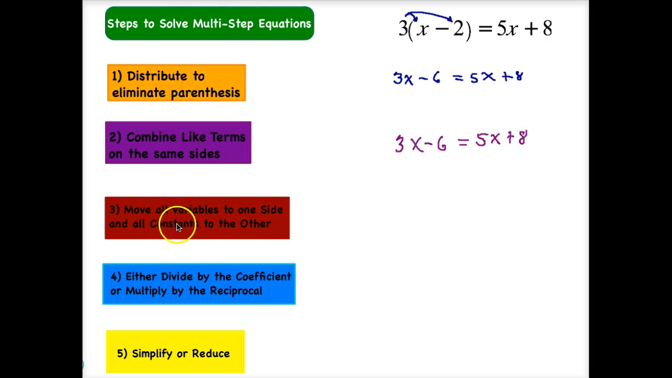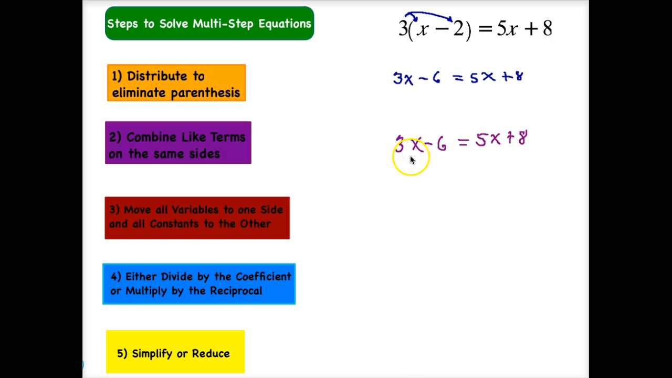For step 3, we sometimes break this into 2 parts. Move all variables to one side and all constants to the other. Well, our x terms are our variable terms, and our constants, like negative 6 and positive 8, are our constant terms. So let's go ahead and first move the variables to one side. I have a 3x here and a 5x here. In order to move them between sides, I need to add the opposite sign. Well, these are both positive, so I'm going to need to subtract.